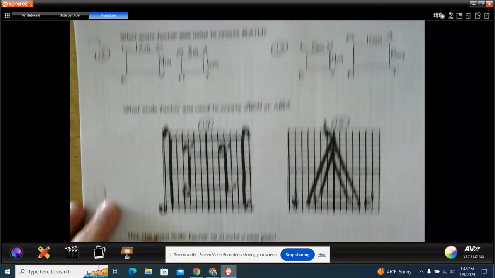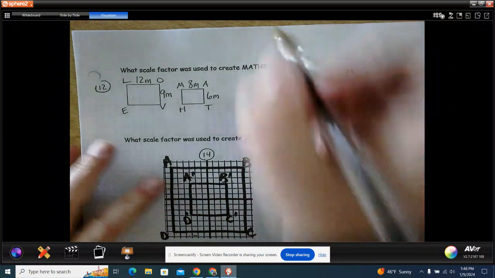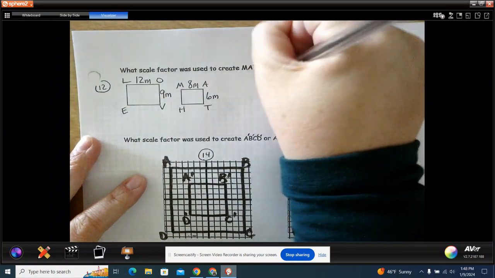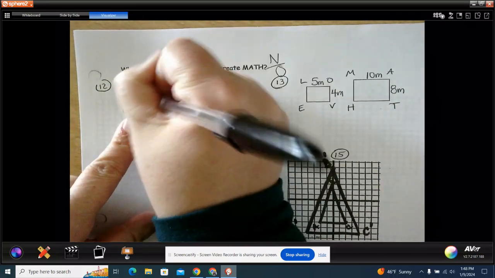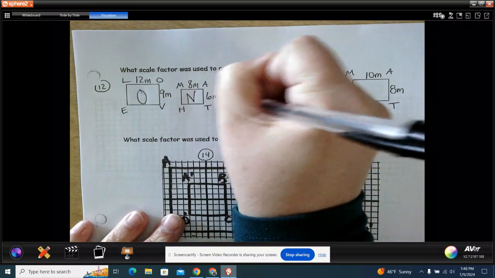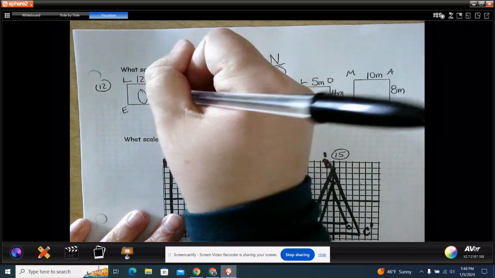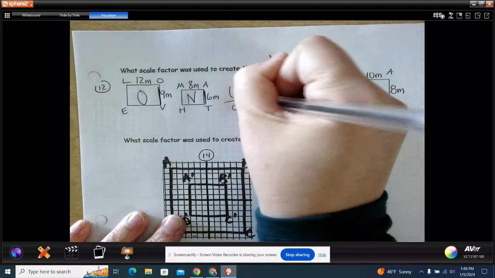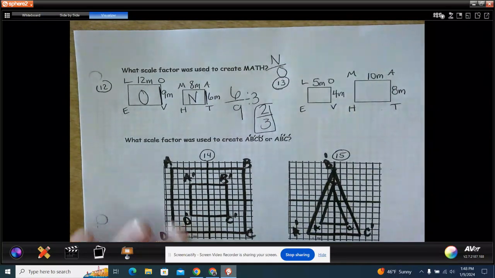All right, next is looking at dilation. So what scale factor is used to create the math figure? So to find the scale factor, it's your new divided by your original. The new figure is our math. The original is going to be our LOVE. You take your new image and then divide it by the original. So 6 pairs with 9. I'm going to simplify that by 3, and so I get 2/3 for my scale factor.